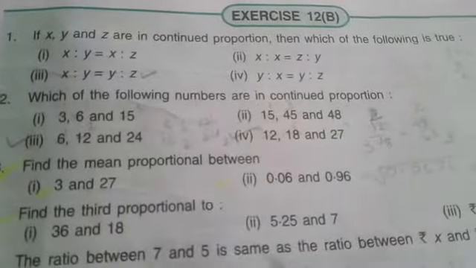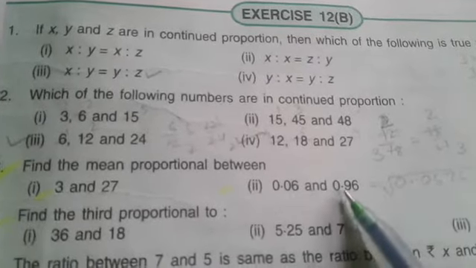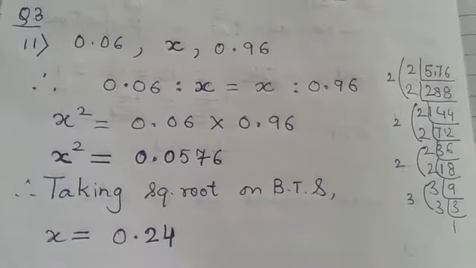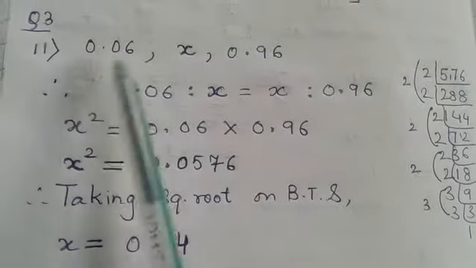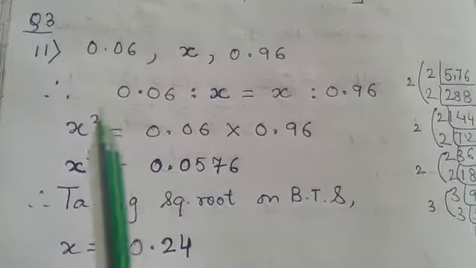Question number 3, second bit. Find the mean proportional between 0.06 and 0.96. Okay, so here you have to deal with decimals. So be careful, children. So 0.06 comma x comma 0.96. Be careful.